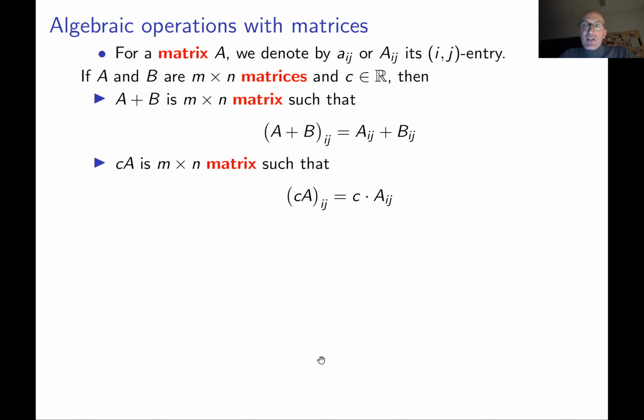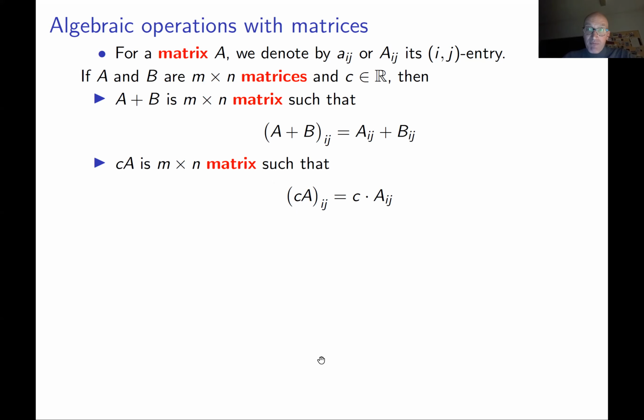Similarly, if you have a real number c, you can multiply your matrix A by this number c. If you want to multiply a matrix by a number, you just multiply all its entries by this number, absolutely like we did with vectors. So far, nothing new. It's very similar to what we did with vectors already in part 2 of this lecture. Now we're going to define something very new.